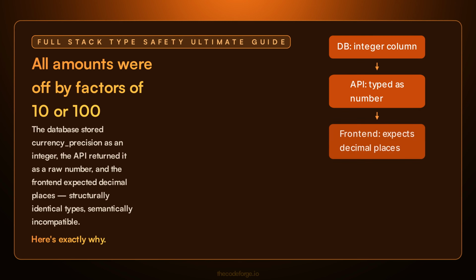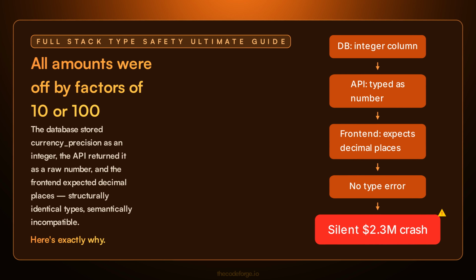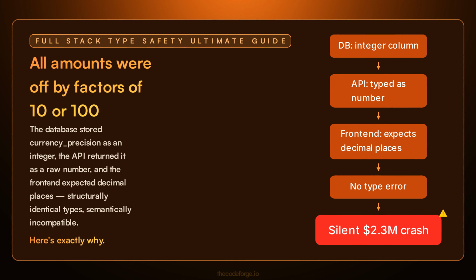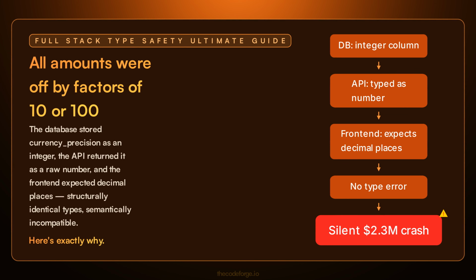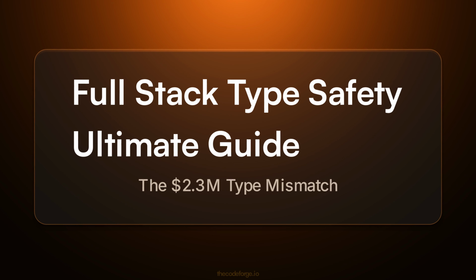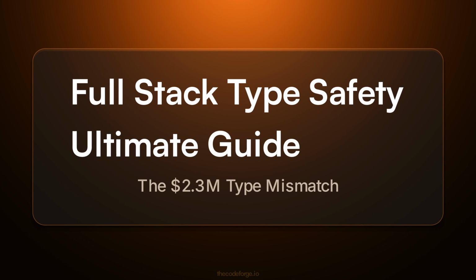All amounts were off by factors of 10 or 100. The database, API, and frontend all typed currency precision as number, structurally identical, semantically incompatible. Let's break down Full-Stack Type Safety Ultimate Guide, how it works, and the exact mistake behind that failure.